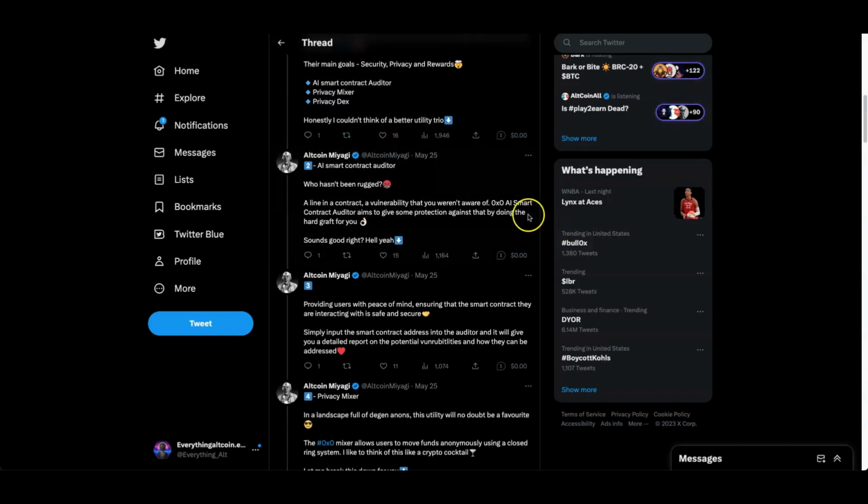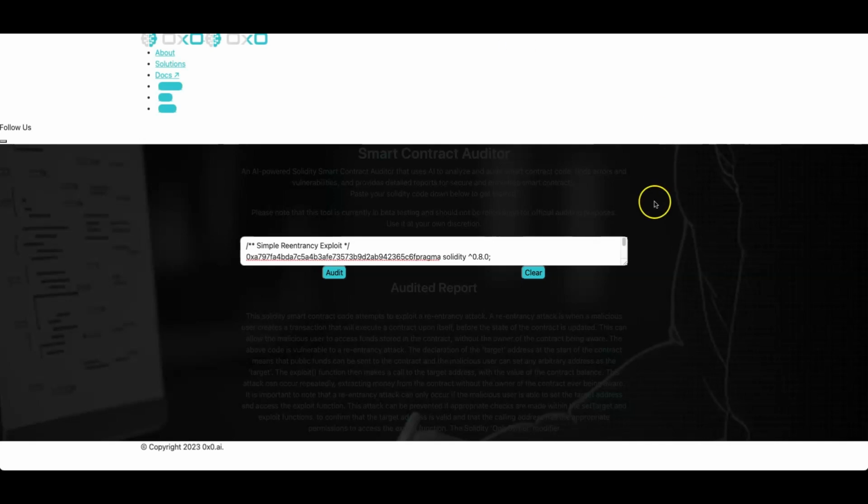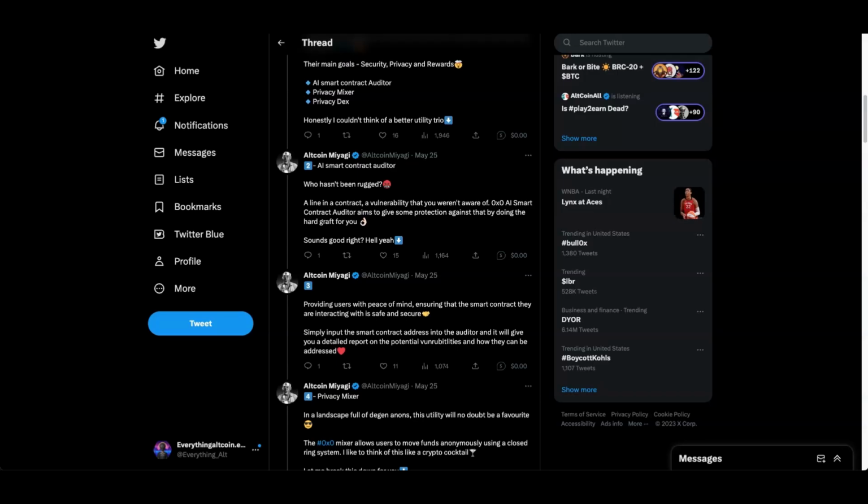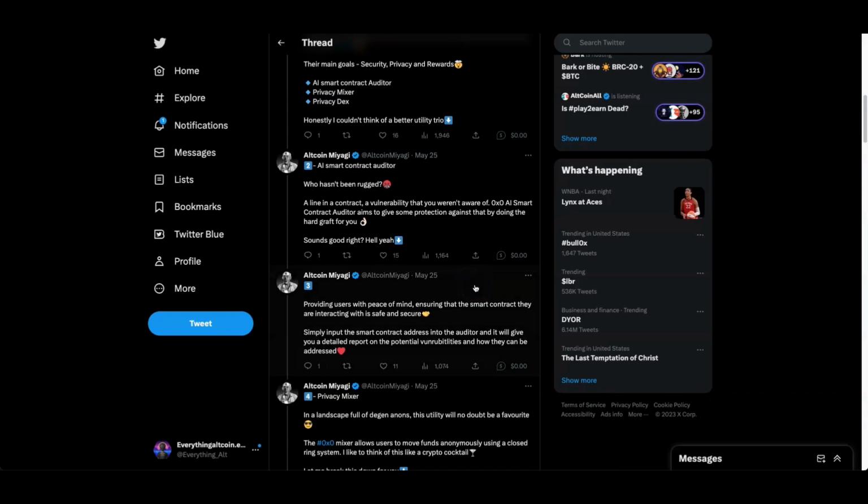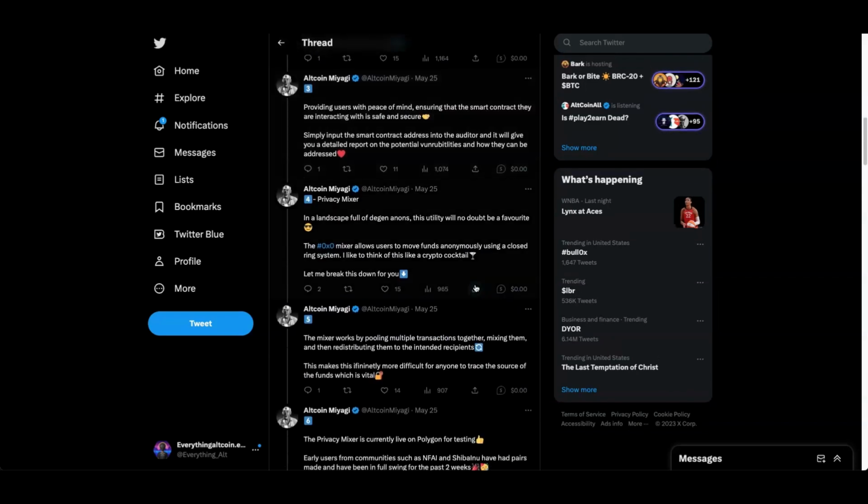You guys can take the smart contract address, put it into their audit system and see what it says. This is the beta version. I don't know, it's looking very weird on mine, but I put a random smart contract in here. It tells you what it is, right? And it gives you the report as of right now. As you guys can see, it just talks about the report there, and it's just in beta as of right now. So this is going to be something I'm interested to see how it builds out, right? Now, when you scroll down a little bit more here, you're going to have the privacy mixer.